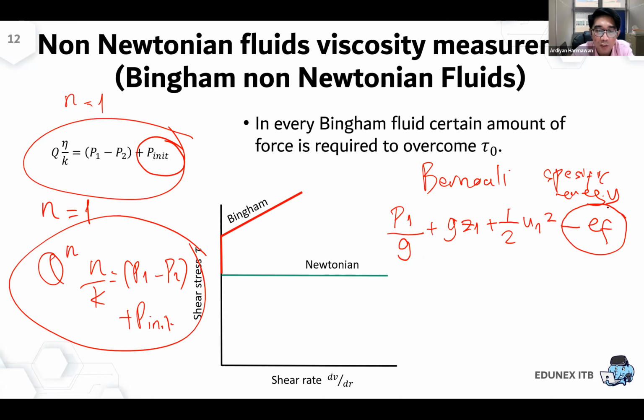Just be careful. Now we introduce this one. I hope you still remember. What is EF? EF is the energy loss with the unit of specific energy that is caused by friction. Friction between the fluid and the pipe wall, the inner pipe wall. So it will reduce the energy input.